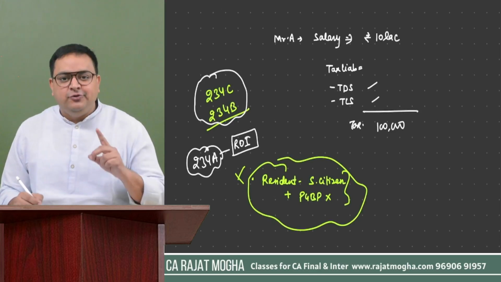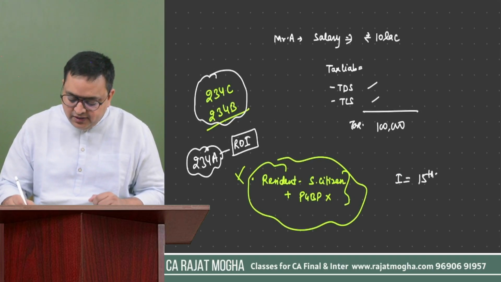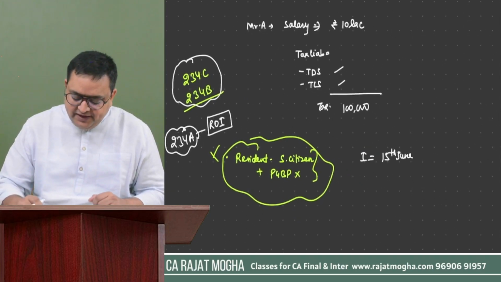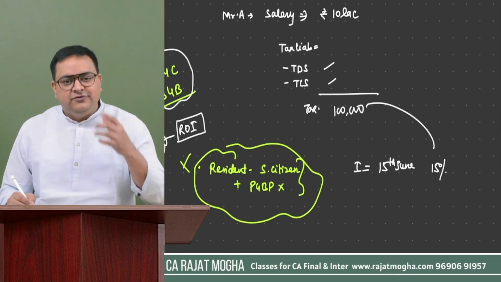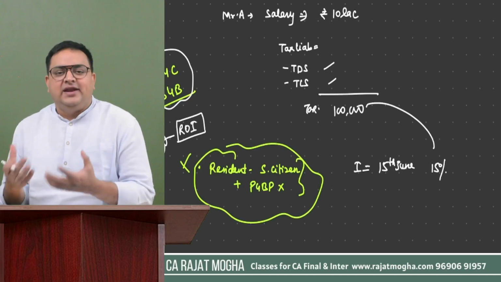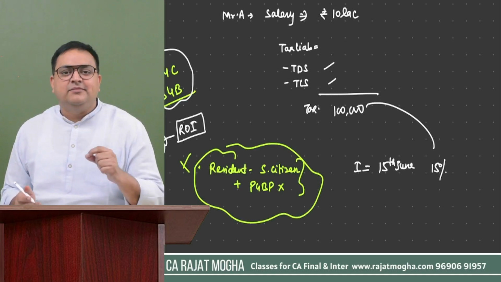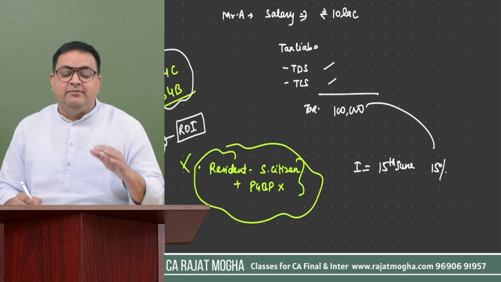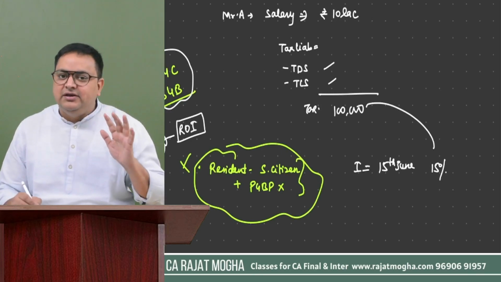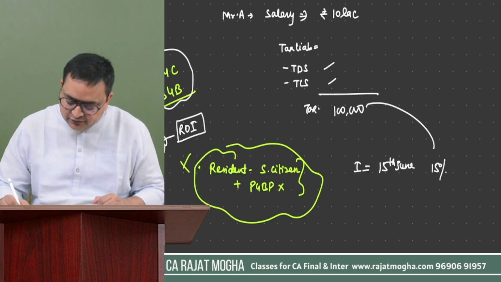So how much you have to pay in the first installment? First installment should go on 15th of June. So you should pay at least 15% of this amount, right? So if you have to pay 1 lakh rupees as tax payable, at least you have to pay 15% of this amount up till 15 June. If you pay 15% or more, then it is fine. But if you pay less, then we are going to charge you interest under 234C. So here at least pay 15,000 rupees, right?